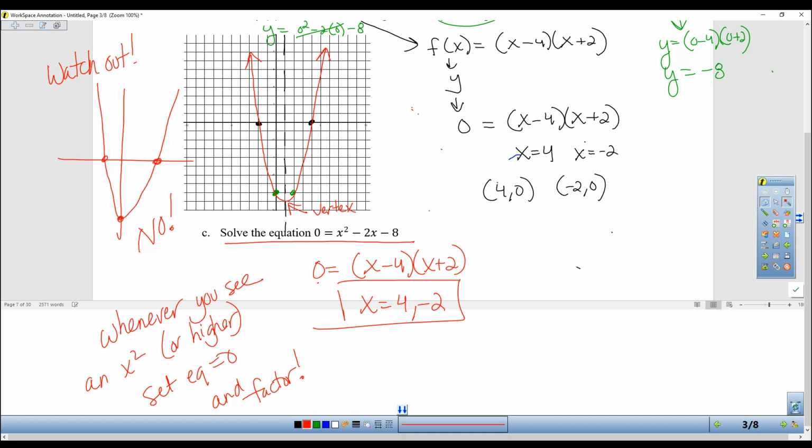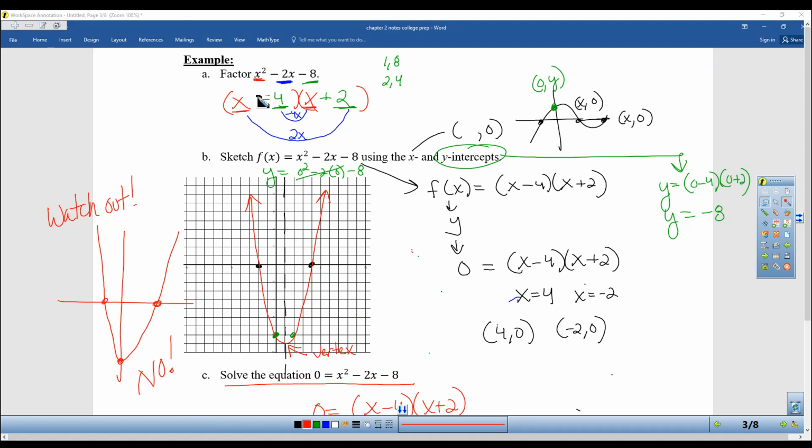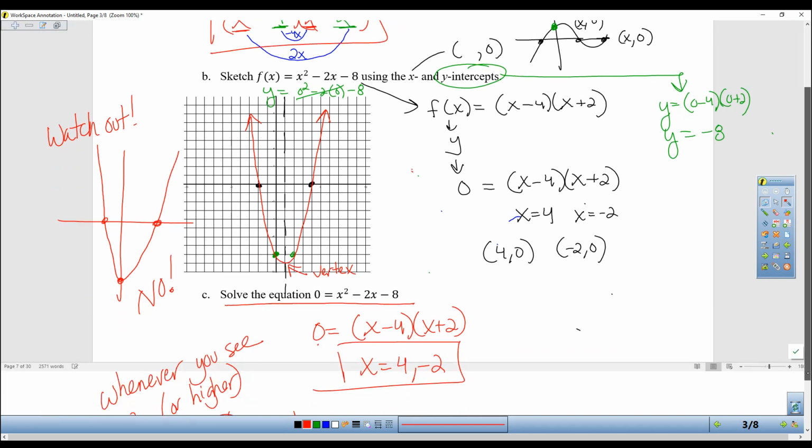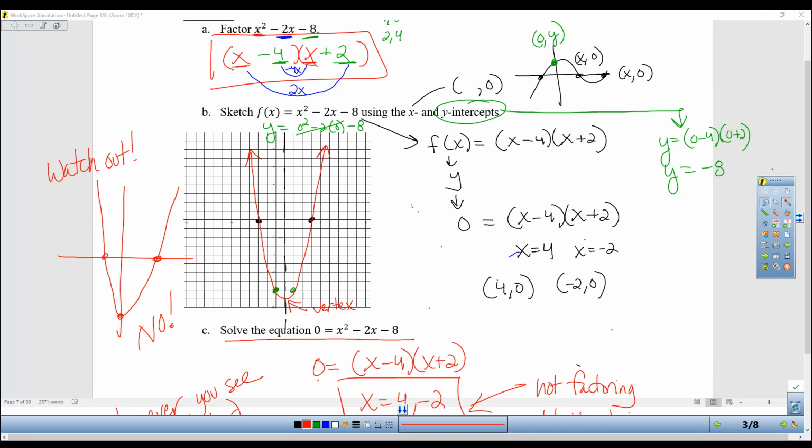So another little warning today, you're going to have these questions on tests and quizzes. If it says factor, you have to stop here. Sometimes when kids see factor, they write that. That is not factoring. That's solving. Solving means I'm finding the x that makes this equation work. So be careful that you follow the directions: factoring, sketching, solving.